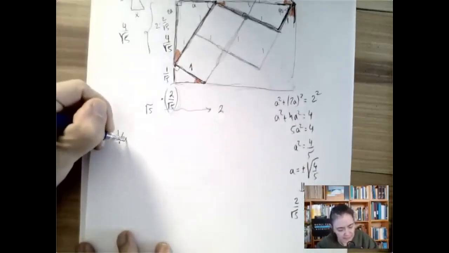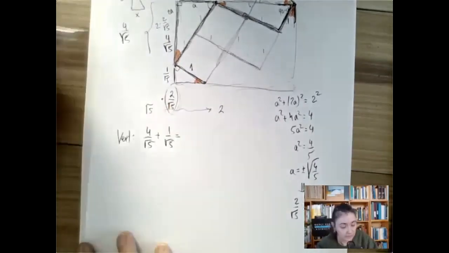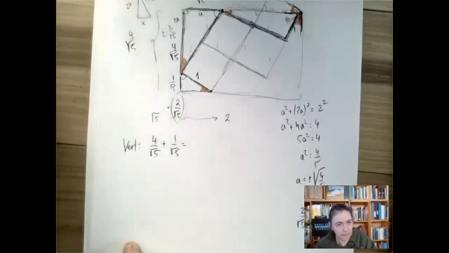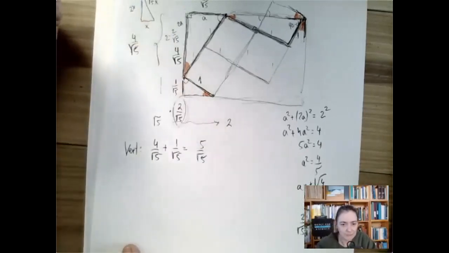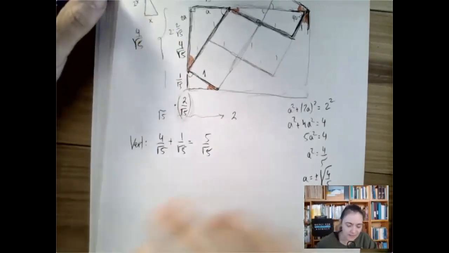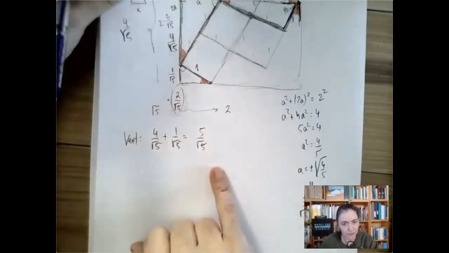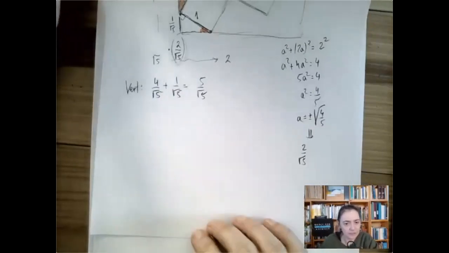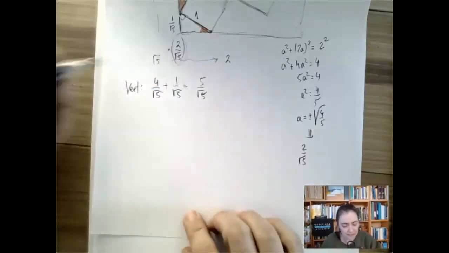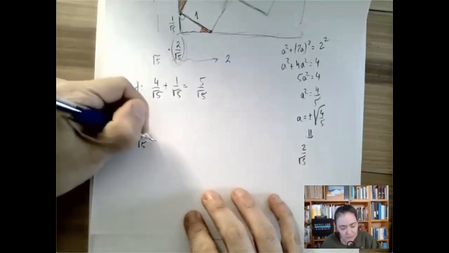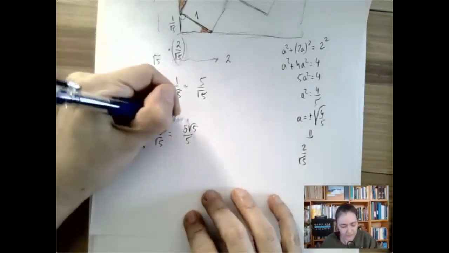Now let's see, the vertical side is 4 over root 5 plus 1 over root 5, which have the common denominator, is 5 over root 5, which is actually root 5. That's kind of cool. You can multiply upstairs and downstairs by root 5. So here it is. This is something I want you to notice. As it turns out, we're not going to have to rationalize this. This is perfectly fine, but I'd like to show you something. 5 over root 5, if you rationalize it, we get 5 root 5 over 5, which is just root 5.